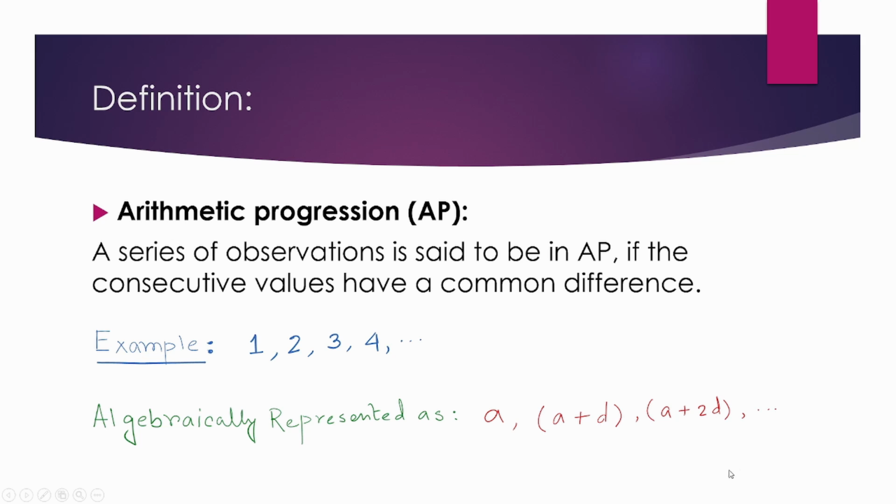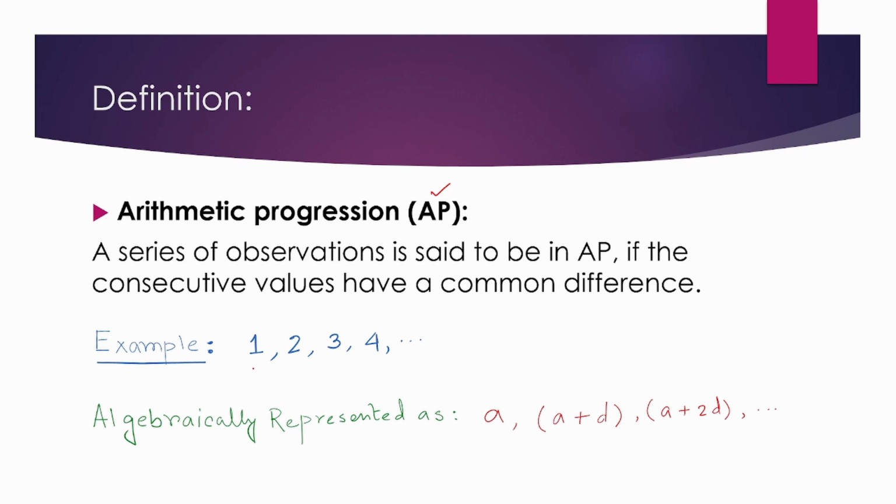Here you can see that arithmetic progression, we can tell in short as AP. So first let's define arithmetic progression. A series of observation is said to be in AP if the consecutive values have a common difference. Okay, I repeat once again, a series of observation is said to be in AP if the consecutive values have a common difference. We can start with an example.